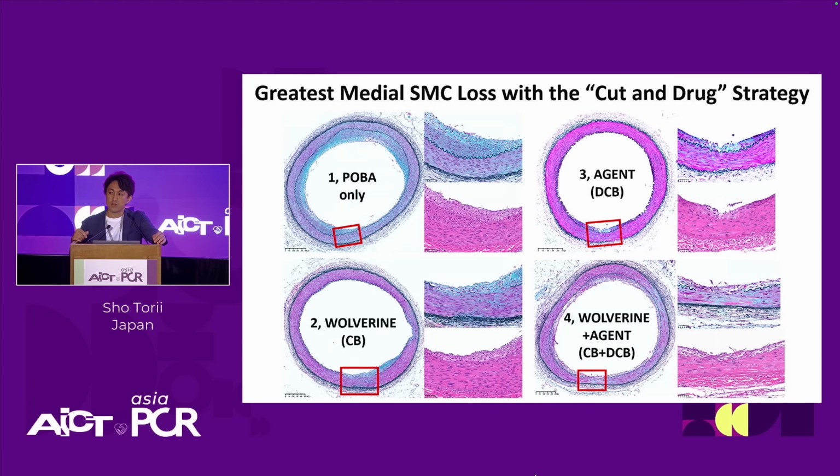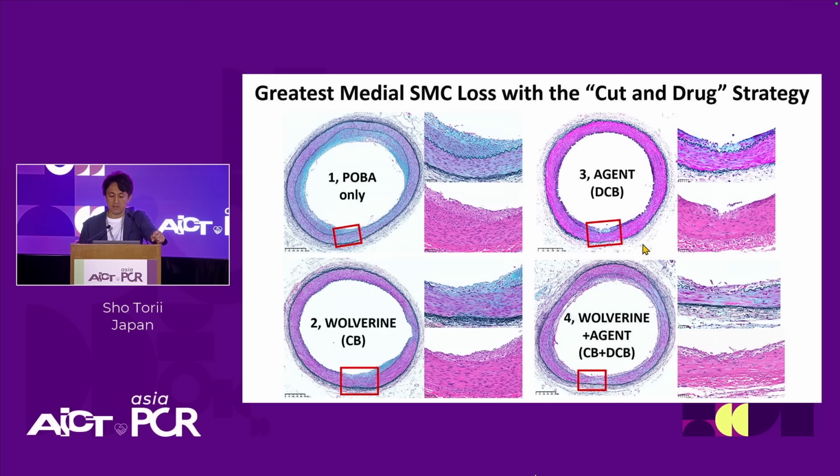This is a representative picture of each group: balloon angioplasty only, Urbarin cutting balloon only, DCB only, and the cut and drag strategy. Now, look at the green colored area with balloon angioplasty only. This is the internal elastic lamina, the inner side of the media. This black one is the external elastic lamina, the outer side of the media. So in between the IEL and the EEL is the media. When you look at the pink area, there are tons of purple colored areas, which are the nuclei of the medial smooth muscle cells.